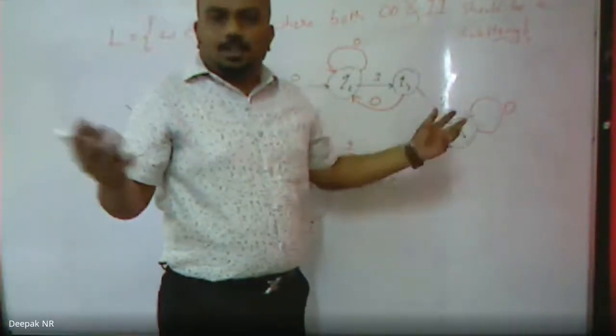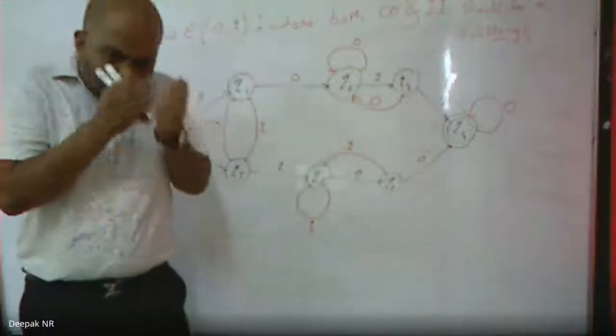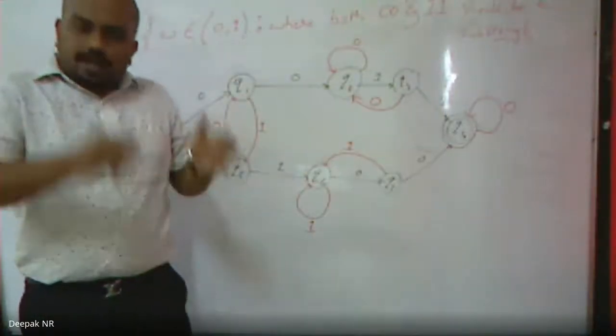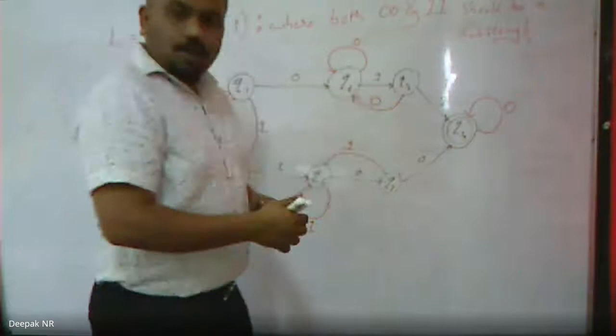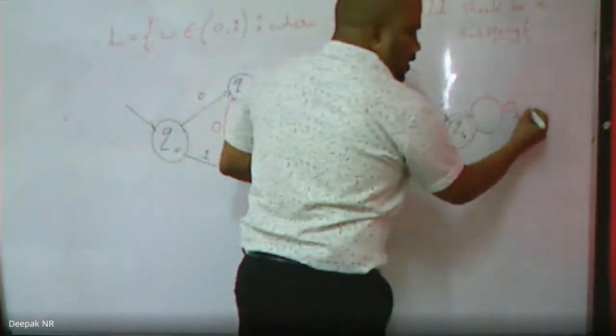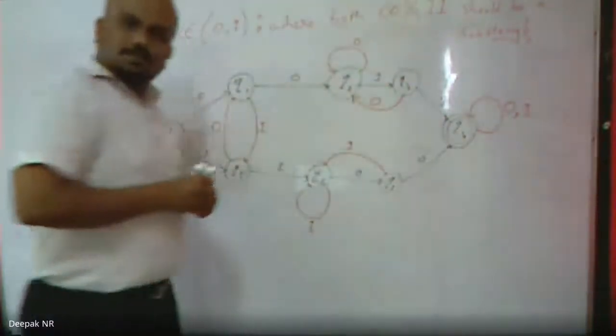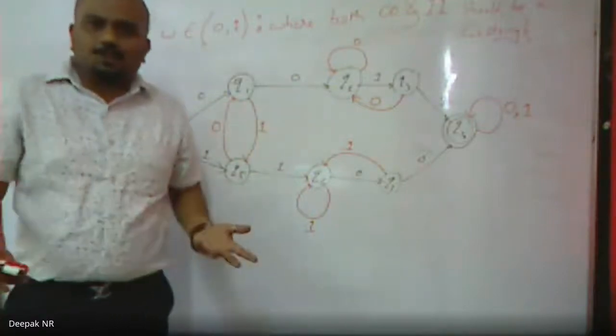I don't even mind. 0 1 0 0 1 1 must come. There should be 2 zeros or 2 1s. It has to be there. Yes, I can write. Okay, now when I'm writing zeros, can I end with 1 also? Yes, I can end with 1 also.